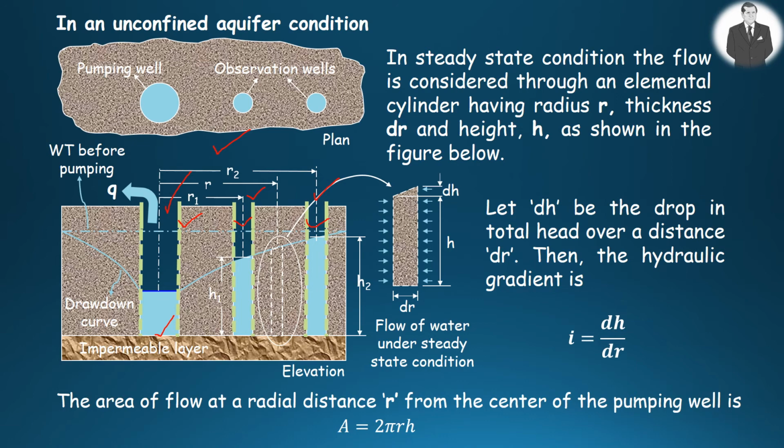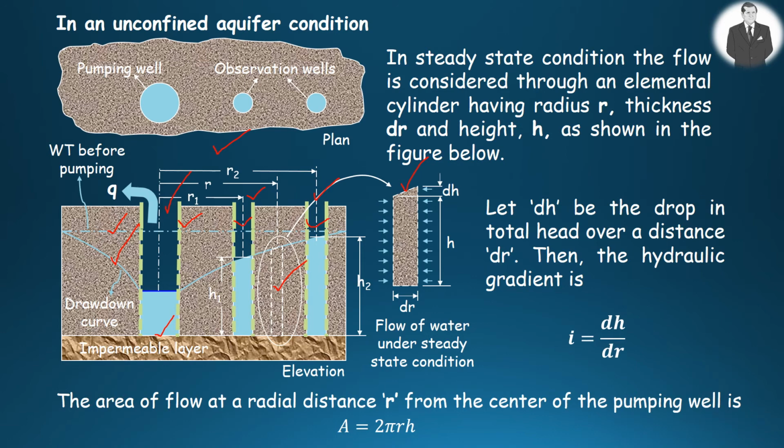The water level before pumping and after pumping are also shown. Now, when the steady state condition is established, the flow of water is considered through an elemental cylinder as shown in the figure. This cylinder has radius r, thickness dr, and height h.